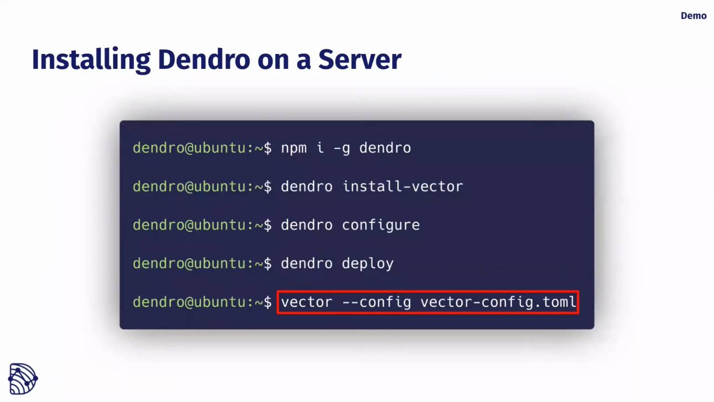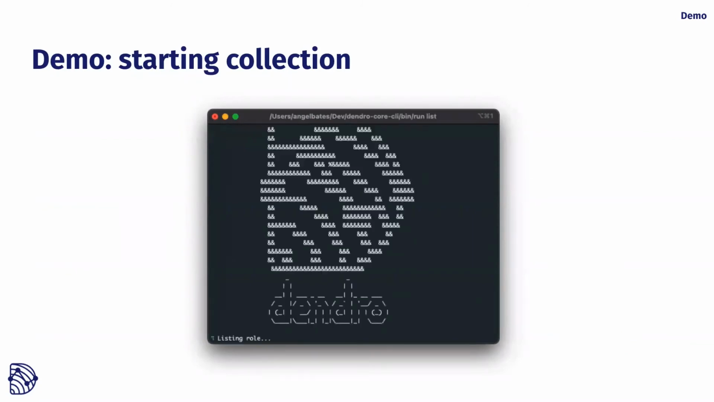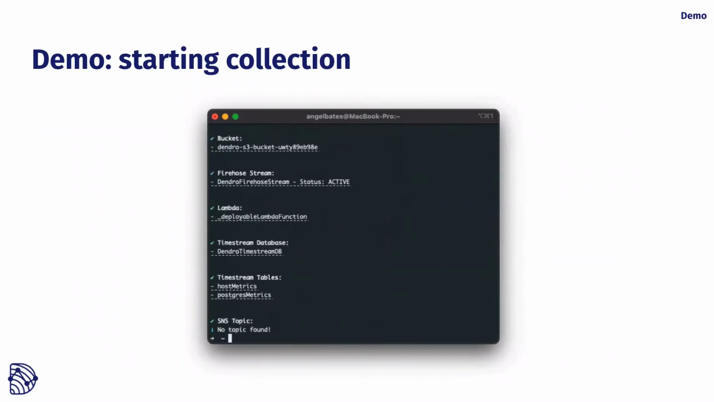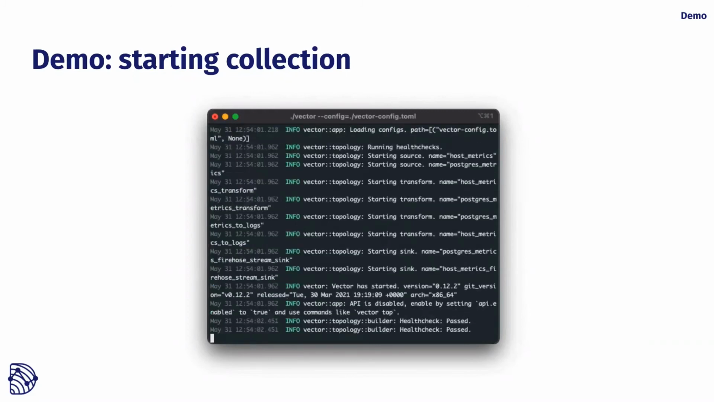Okay, now that the pipeline is set up, we're ready to send data to it. So we'll do this by running vector, which I'll show next. Now we're going to run vector. But first we'll run Dendro list again to show that we have a pipeline set up. Then we'll start vector, passing in the configuration file generated from the configure command. This file ensures that we're monitoring the appropriate services on this machine. Vector is now streaming logs and metrics to our AWS pipeline.